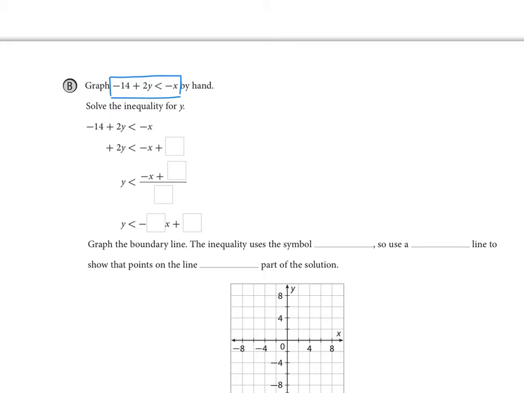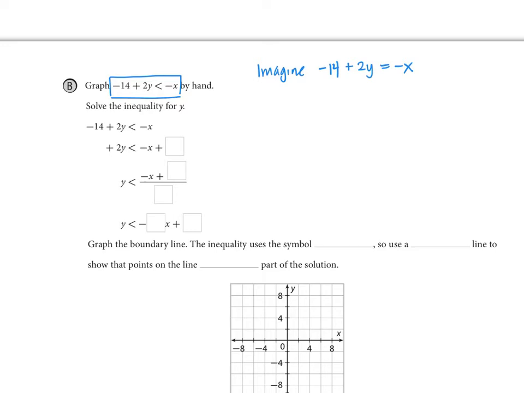And so to graph this, you're going to want to imagine that you're graphing the equation. So if you get rid of that inequality symbol that's there, what is it? Negative 14 plus 2y is less than negative x. And instead think of negative 14 plus 2y equals negative x. So the first thing is, can you graph this function, this equation?